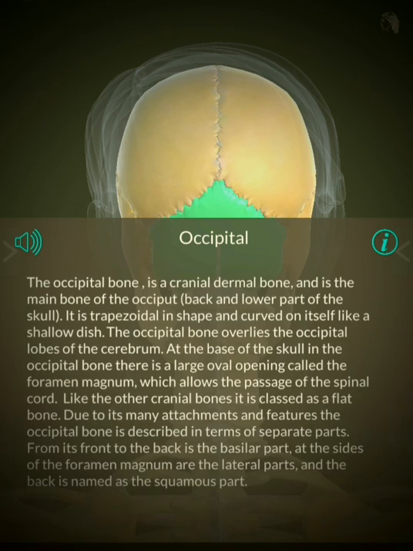Like the other cranial bones, it is classed as a flat bone. Due to its many attachments and features, the occipital bone is described in terms of separate parts. From its front to the back is the basilar part, at the sides of the foramen magnum are the lateral parts, and the back is named as the squamous part.